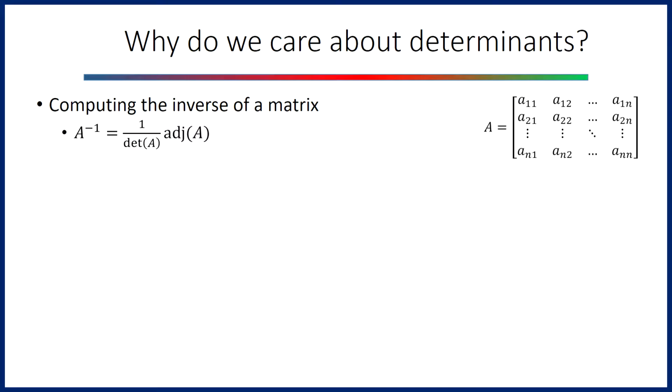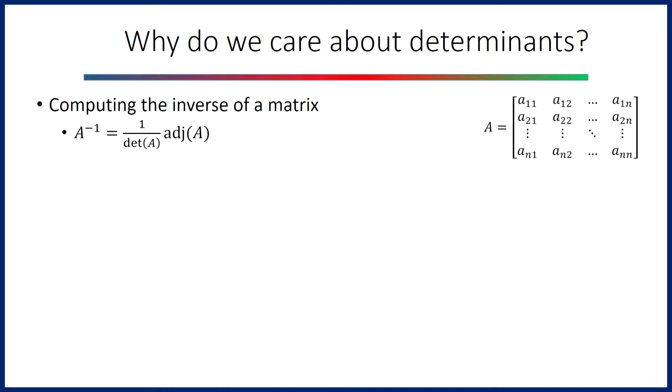Another useful thing that we can do with determinants is compute the inverse of a matrix. The inverse of a non-singular square matrix A can be computed as 1 over the determinant of A multiplied by the adjoint of A. But of course, before you apply that equation, we're going to have to talk about what the adjoint actually is, and that'll take a moment.